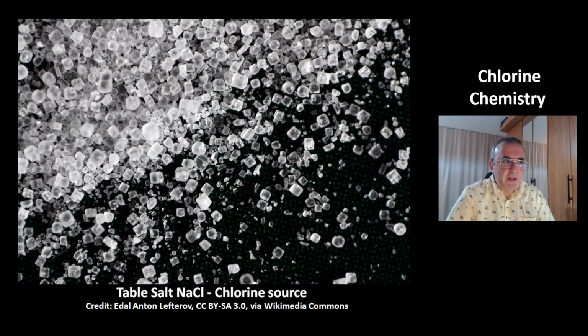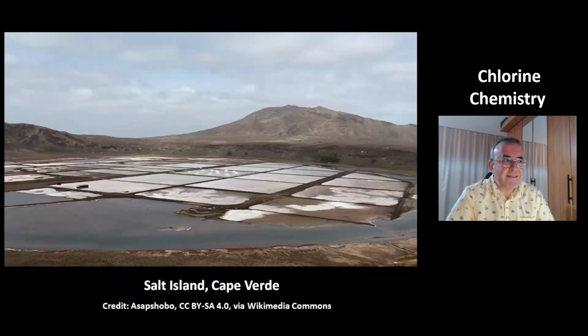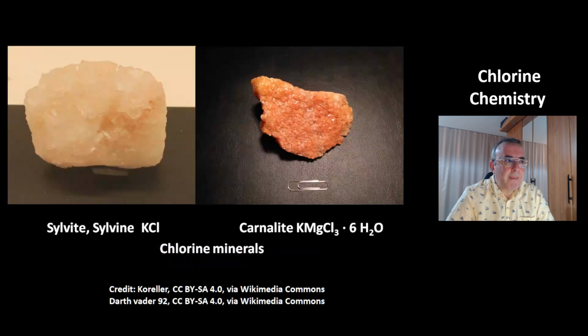This is a picture of table salt crystals, NaCl, sodium chloride, and that's the main source for chlorine. This is a picture of Salt Island in Cape Verde. Here are two examples of chlorine minerals. At the left, it's sylvite, also called sylvine. It's potassium chloride. And at the right, that's carnallite, potassium magnesium chloride, hexahydrate.